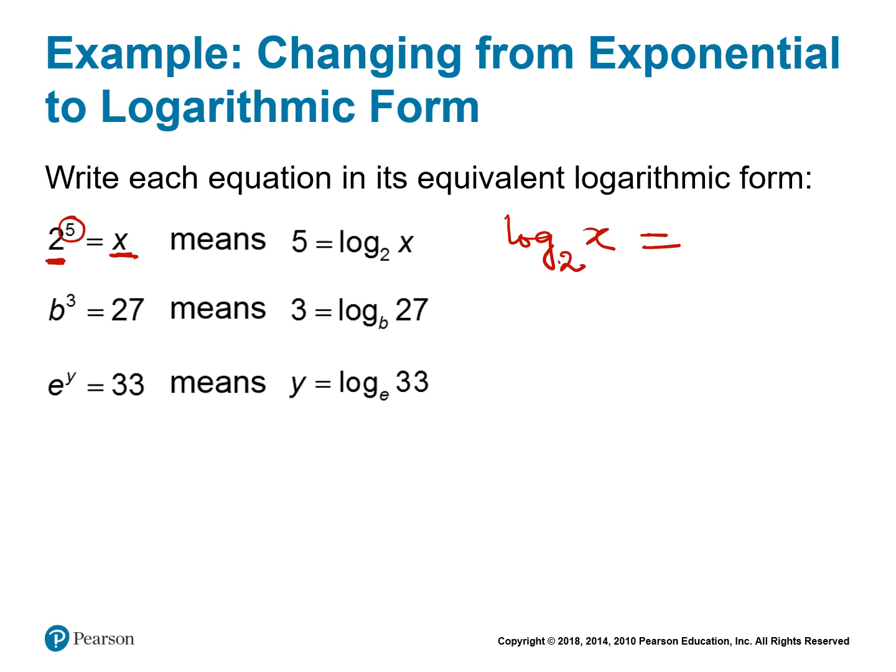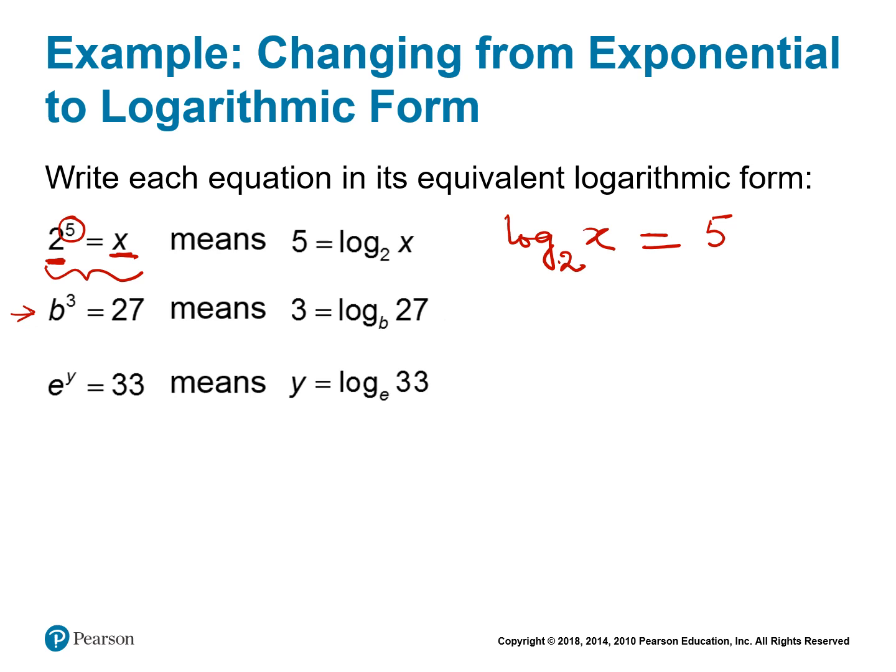Keep in mind that a logarithmic expression always evaluates to an exponent. The answer from a logarithmic expression is an exponent. So the exponent of our exponential form is 5. So we write 5 on the other side of the equal sign. Let's work on the next one.